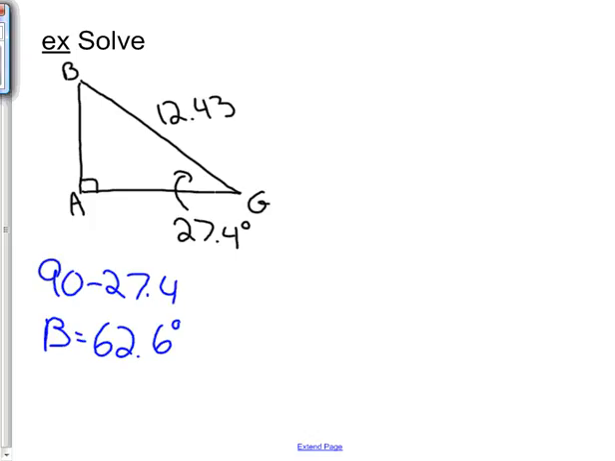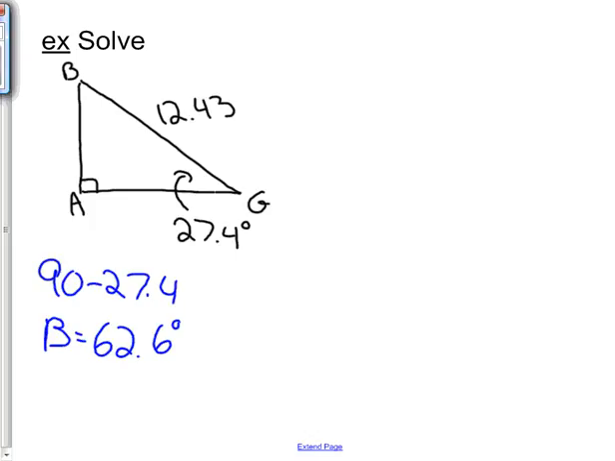Okay, now we know all three angles. One thing we want to do is always try to work with this 27.4, because they gave that to us, just in case we mess this up. Work with the angle they gave us and the side.